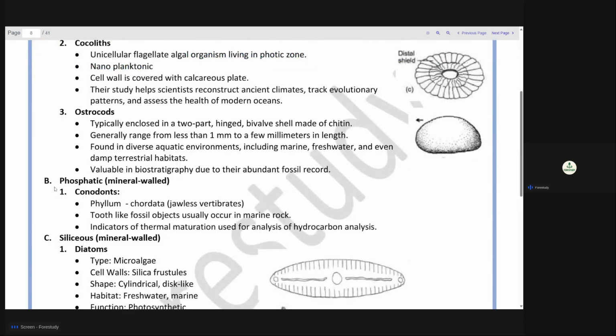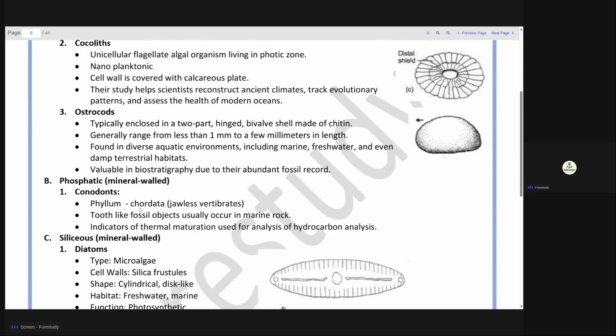And the outer covering of the next one is phosphatic, that is phosphorus. There's a mineral vault again, but phosphatic. And the first one is conodont. Conodont is of the phylum Chordata, that is jawless vertebrates.